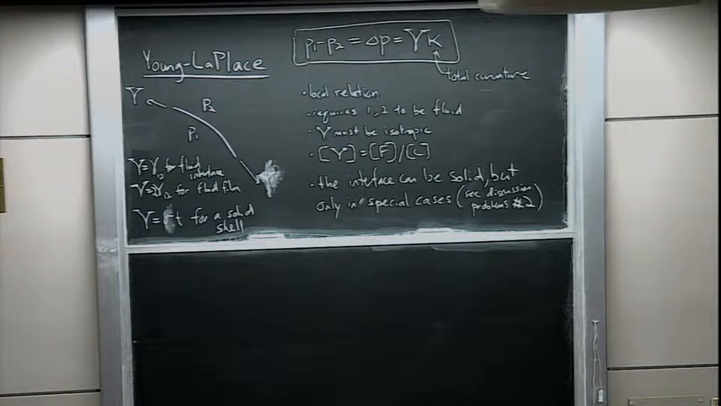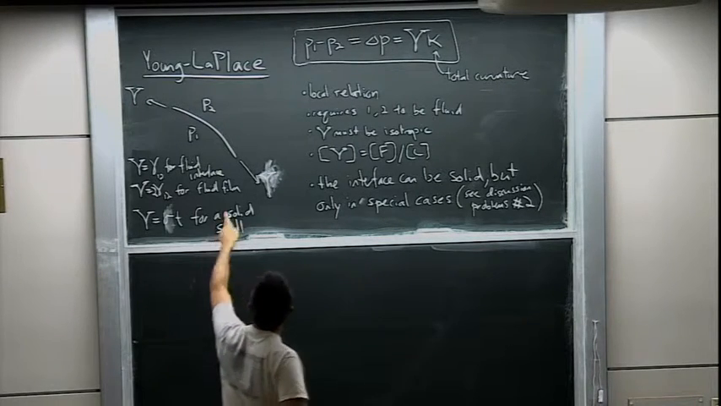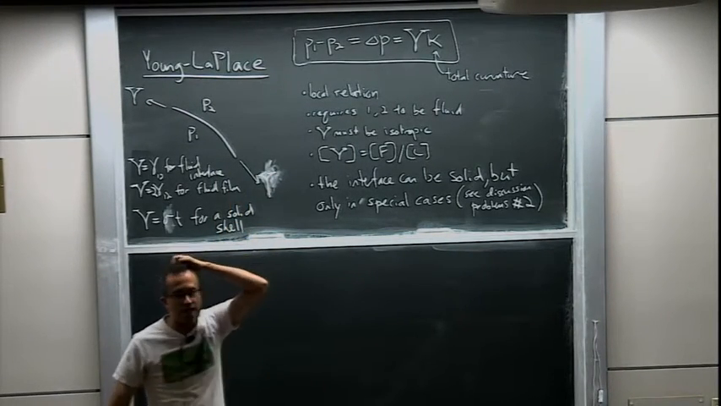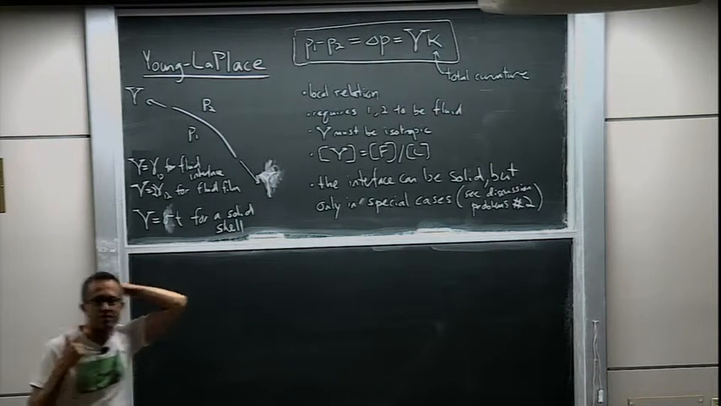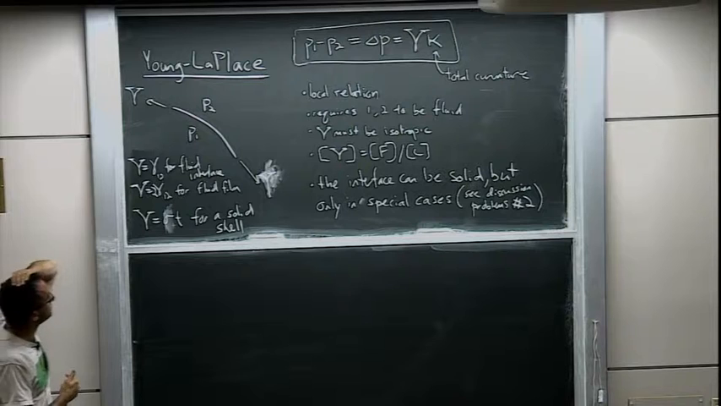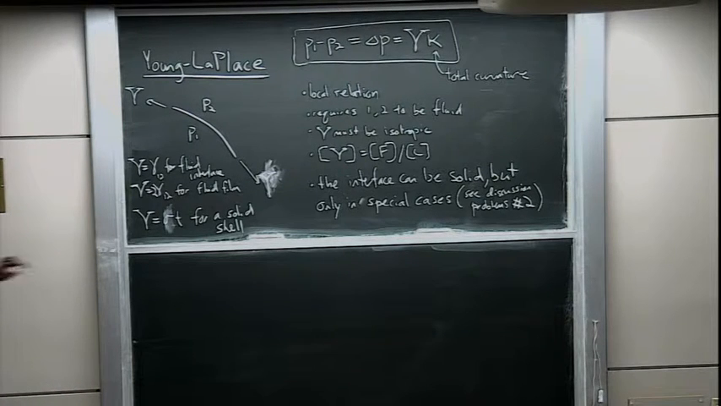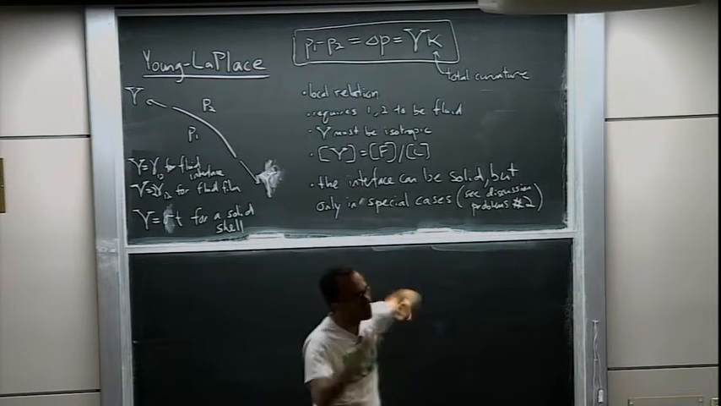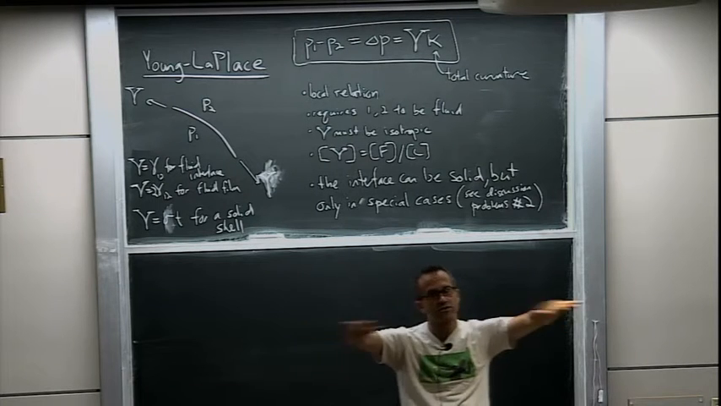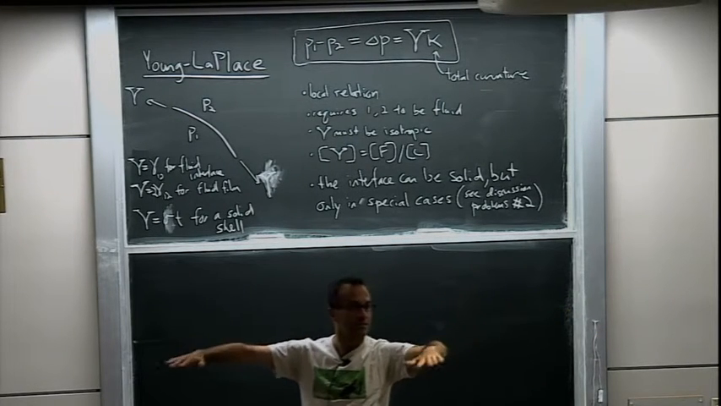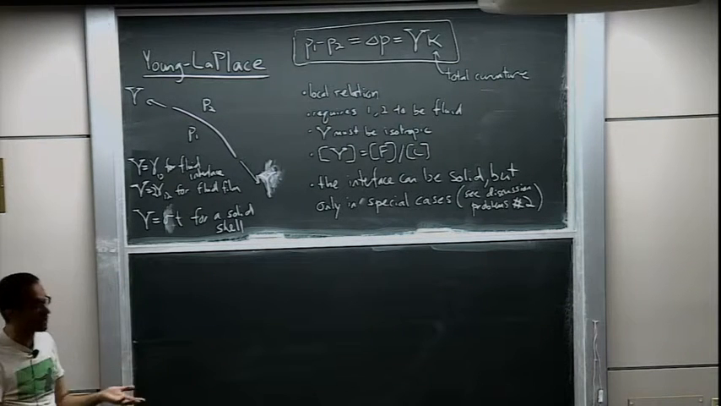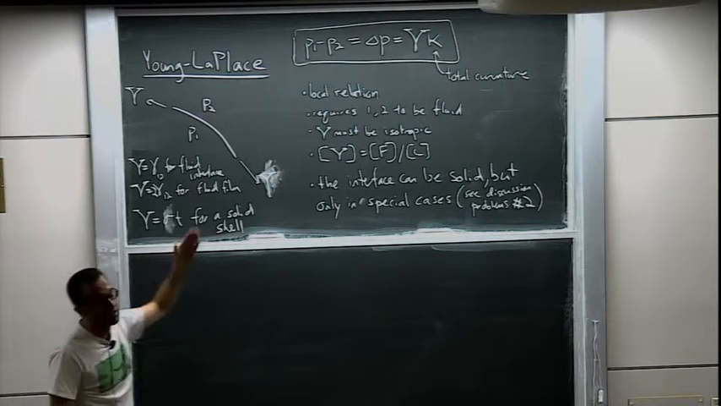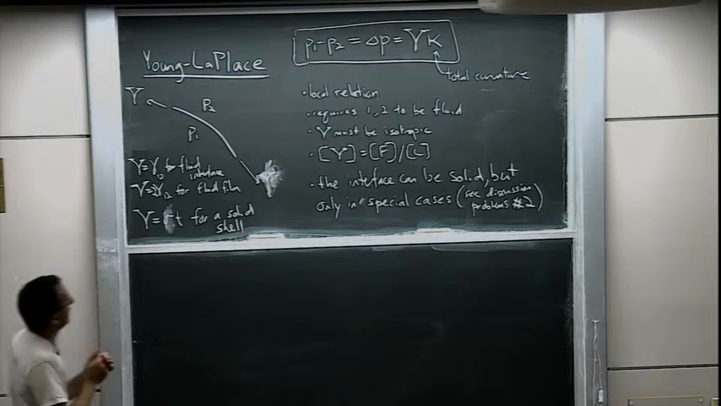I wrote it up there. And just to remind you, it says that the pressure drop across the interface depends on how the interface is curved and what the tension of the interface is. Now, this relationship is a local relationship. So if you have an interface, that two-dimensional surface, you can calculate a curvature everywhere, and therefore you can figure out the pressure drop across that interface.